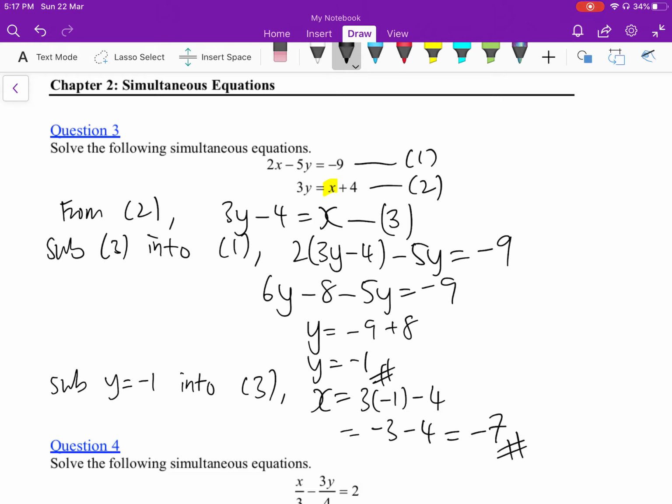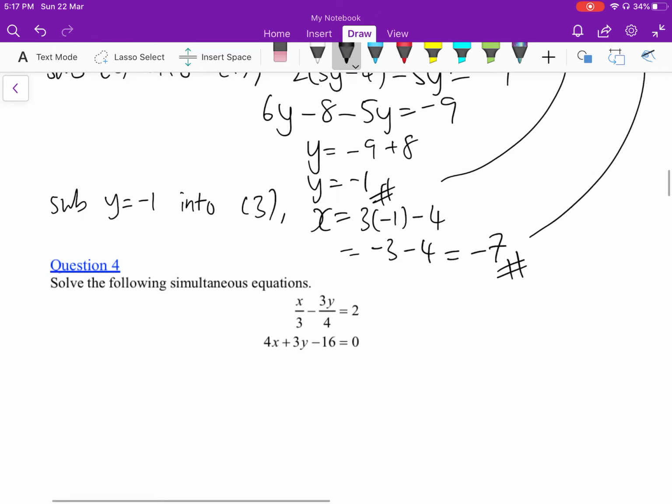Likewise, if I want to check that these two solutions are correct, I just need to substitute both x equals negative 7 and y equals negative 1 into my equation 1 and 2. Just press the calculator, make sure the left is equal to the right, and then I will know that these solutions are correct. This is how you do checking in an exam.